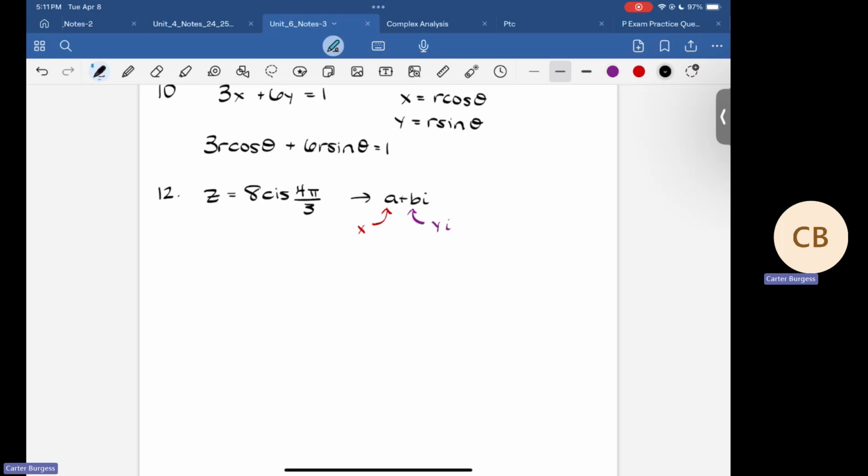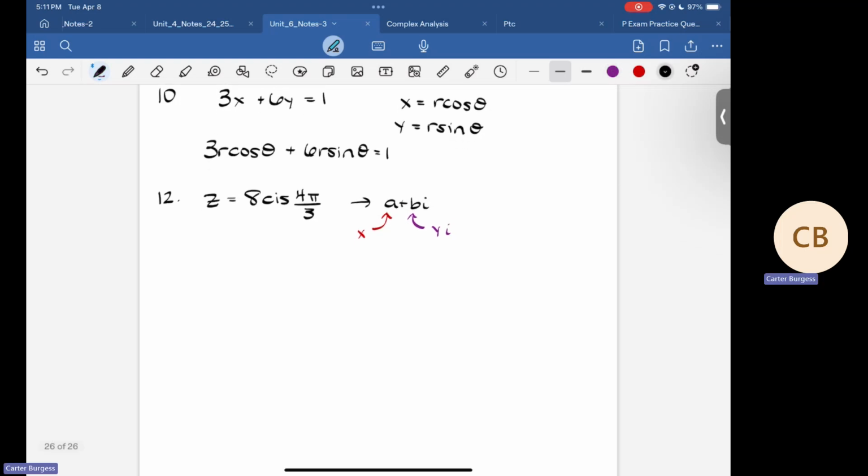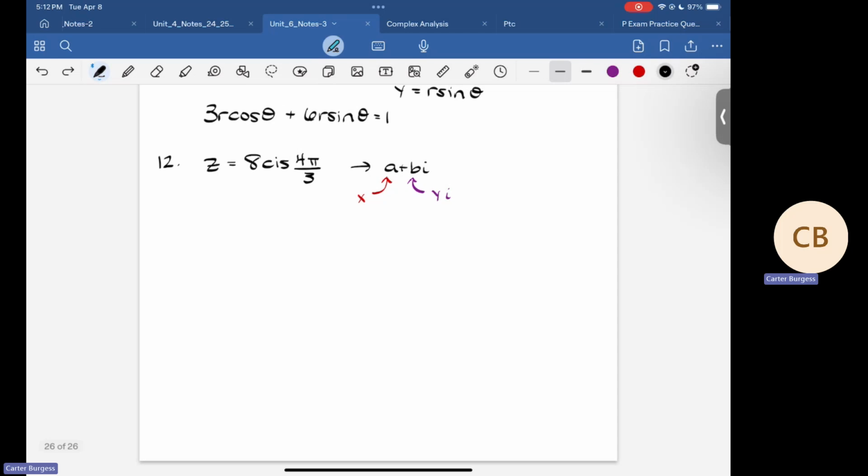And again, we just established that we know how to find x and y if we know r and theta. X, we said, is r cosine of theta. Y, we said, is r sine of theta. And so in this case, a should be equal to r times cosine of theta, and b should be equal to r times sine of theta, which in this case is given to us. This is 8 times cosine of 4 pi over 3, and this is 8 times sine of 4 pi over 3.